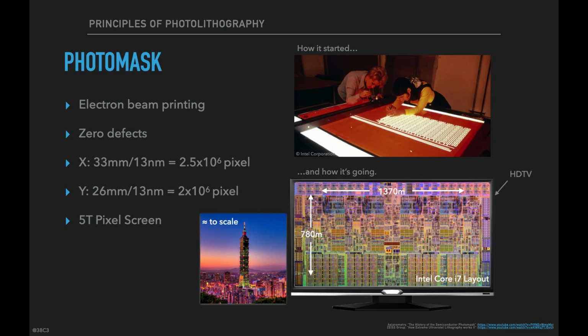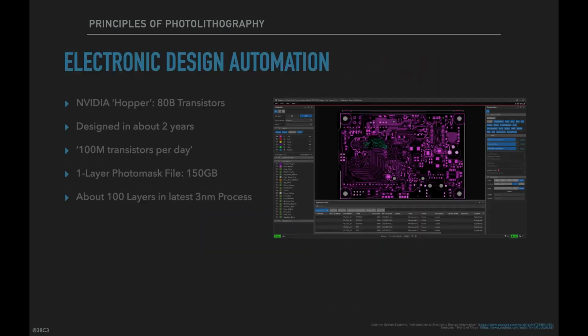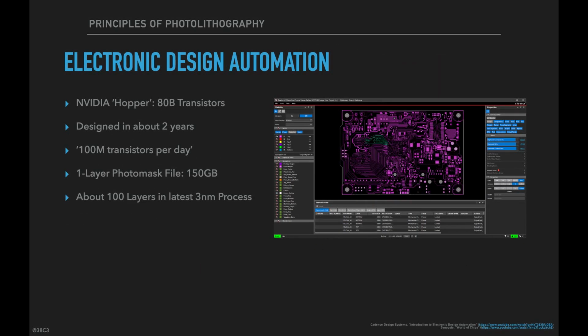It's really impressive. And you can imagine probably if you want to design a photo mask like this, you cannot do anything by hand anymore. Like an example from NVIDIA, the Hopper chip has 80 billion transistors, and every 2 years they build a new chip. That's very hand-waving, but that's about 100 million transistors per day. Of course, no one can do that by hand. You need a very sophisticated software tool in order to design and optimize all of this.